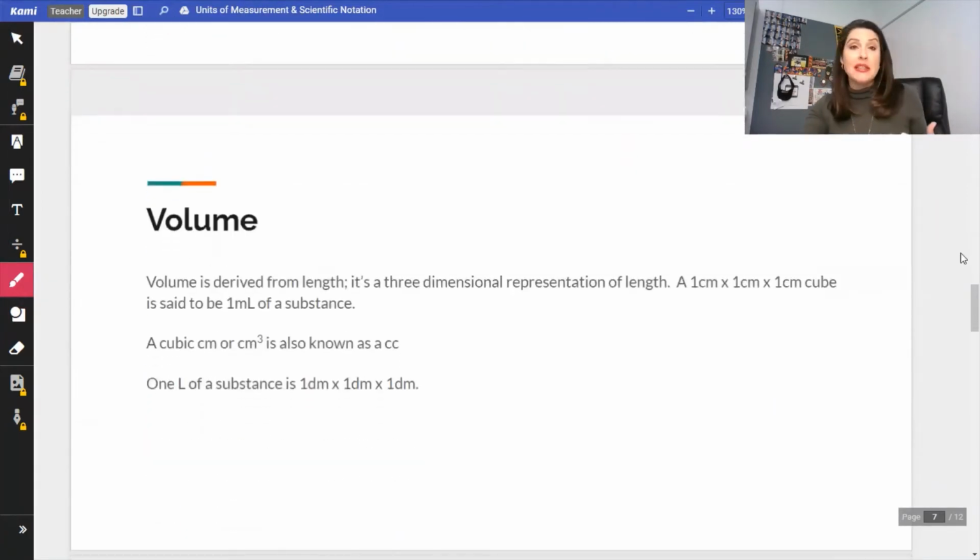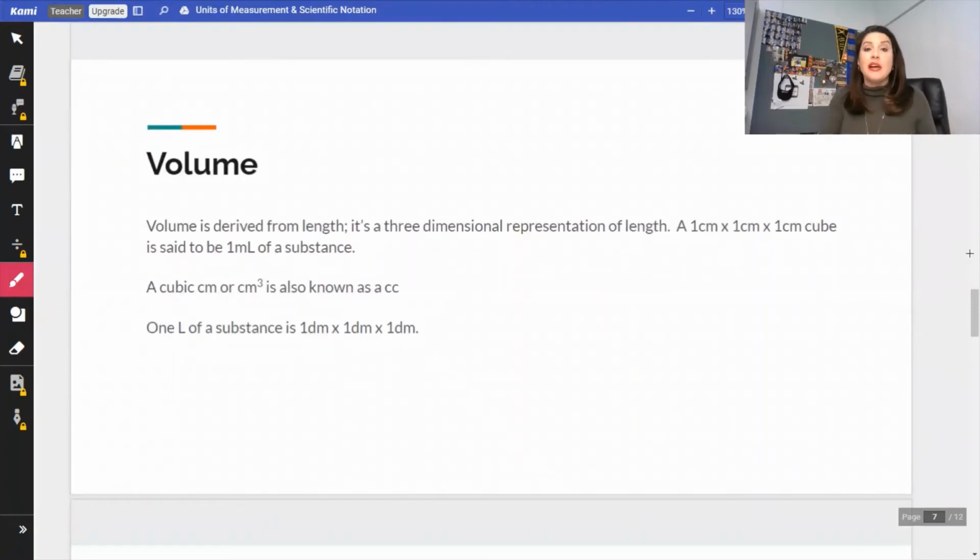Now, volume is another unit that we might use. Volume's base unit is liter. And a liter is given the abbreviation of a capital L. Volume is a derivation of length. That is to say, volume is a three-dimensional representation of length.